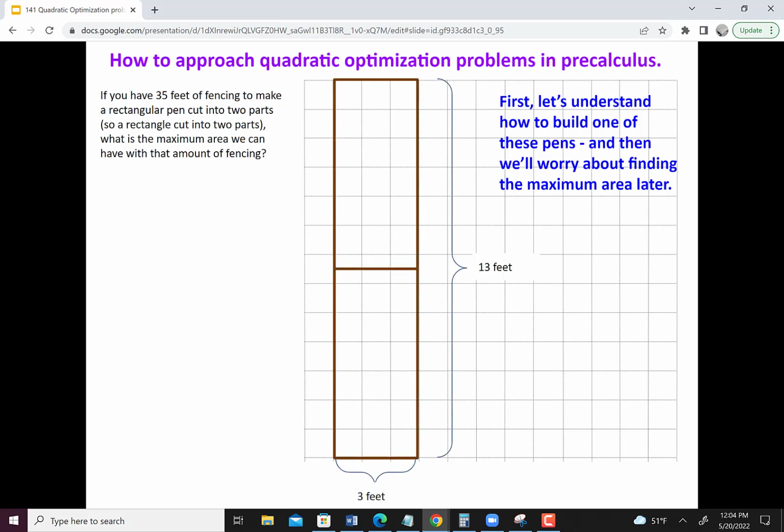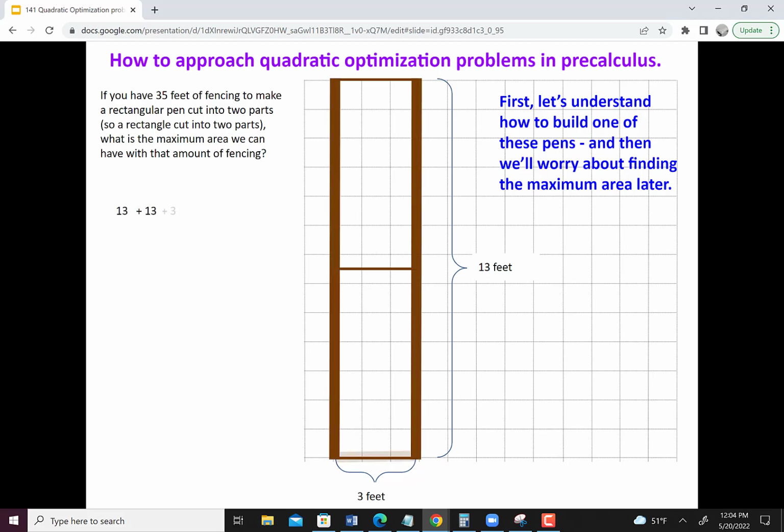Here's one possible way of doing this. Notice that I have the length 13 feet and the width 3 feet. If you add up all the fencing, the right-hand side is 13, the left-hand side is 13, the bottom is 3, the top is 3, the middle is 3. If you add those up, you actually get 35. So this is an example of a type of fencing that the problem is asking for. And if we figure out the area, it's just length times width. The area is 39 square feet.